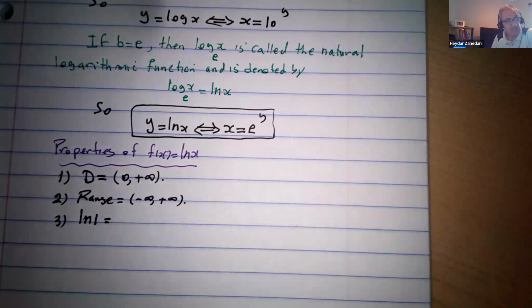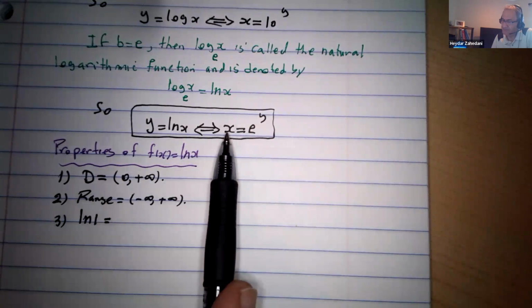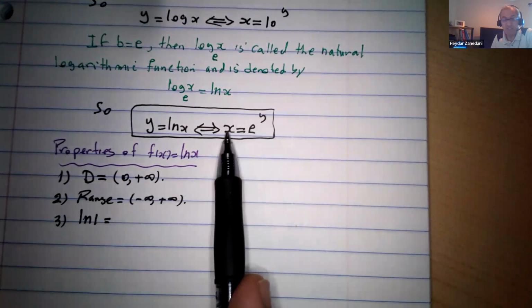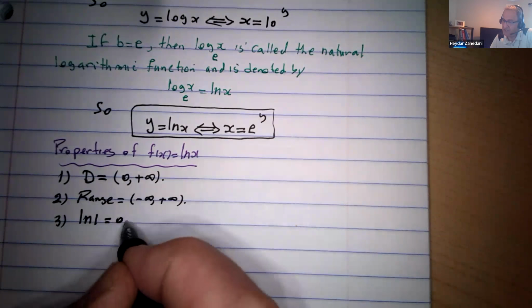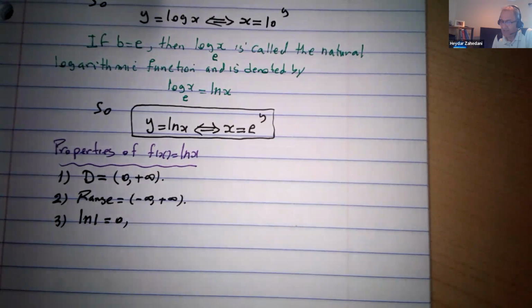You can check it with your calculator or just see it over here. You want the x to be 1, so e to the what is equal to 1? You know that e to the 0 is 1. So ln of 1 is 0, or you can check it with your calculator. That's famous. We are going to use it from time to time.